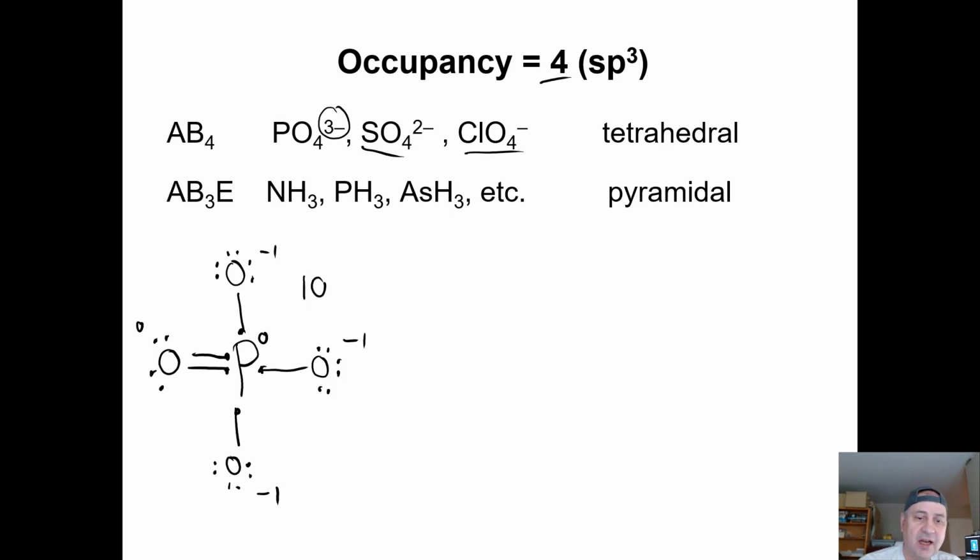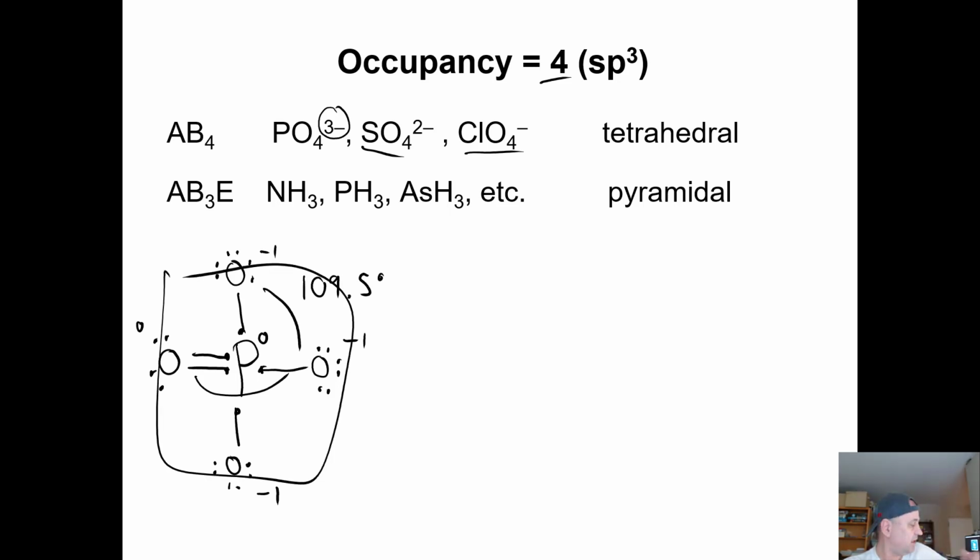Again, it is a 109.5 degree bond angle between each of these, whether this is from here to here, right? Because it looks like it's flat and it's 90 degrees, but it really isn't. It pushes away in 3 dimensions like this and makes this tetrahedral shape.